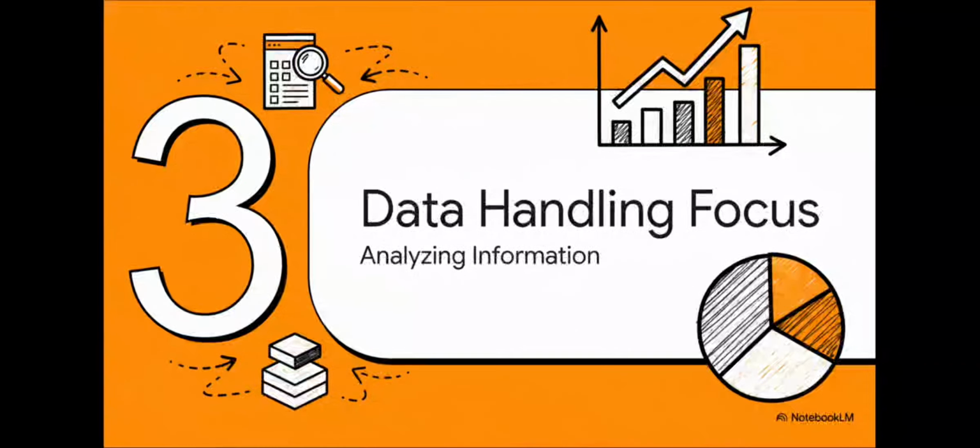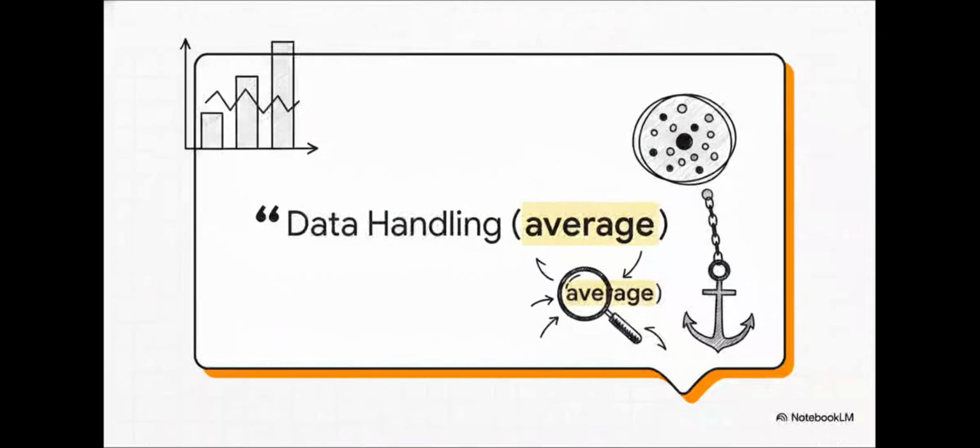Finally, let's hit Section 3, Data Handling Focus, Analyzing Information. So the crucial point here is how the text specifically says data handling average. That little parenthetical detail, it's a highly precise indicator of what data handling actually means at this stage. It tells us that at the junior level, we're not worrying about complex scatter plots or standard deviations yet. No way. It is laser focused on central tendency. It's teaching a young mind how to look at a chaotic, messy set of numbers and find that single representative middle ground. Honestly, that one word is the vital anchor for this entire data segment.